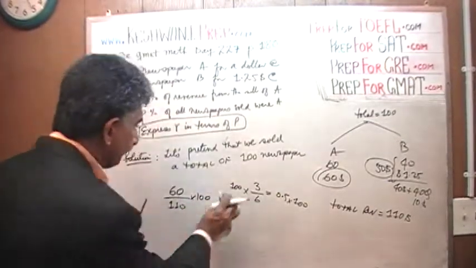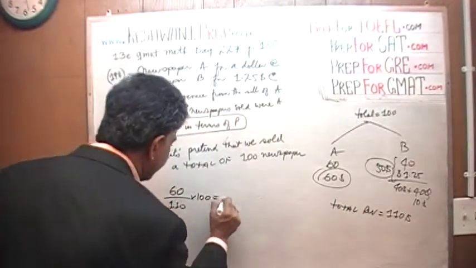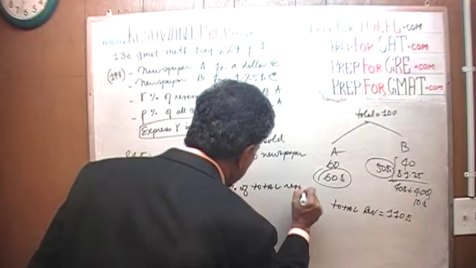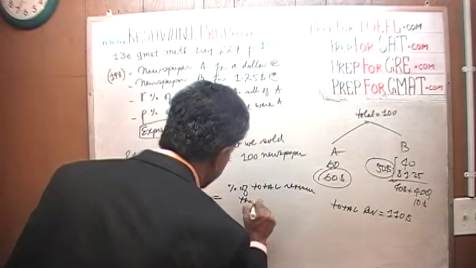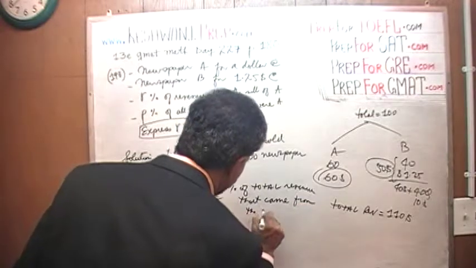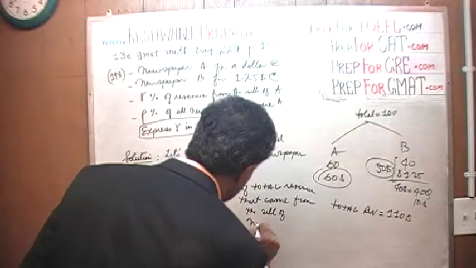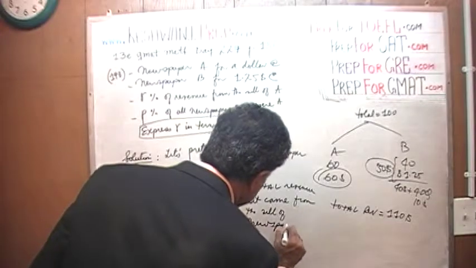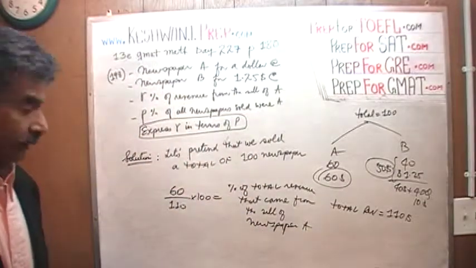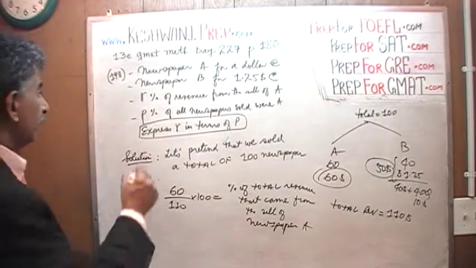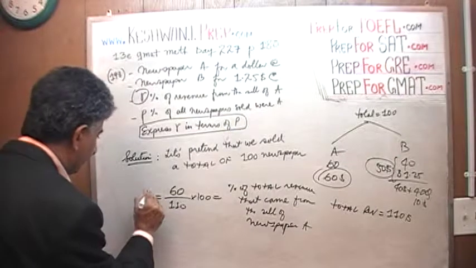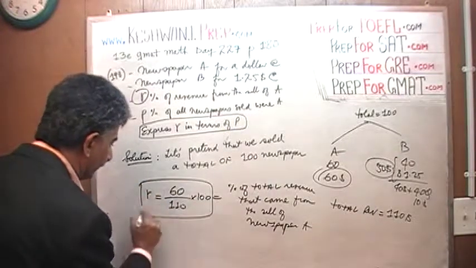Let's make a note here. This represents the percentage of total revenue that came from the sale of newspaper A, and they have given this quantity a name. They call it R. So that's our R. Our R equals this.